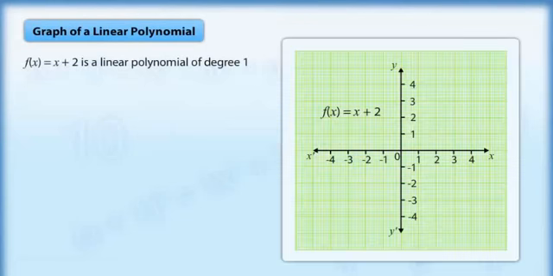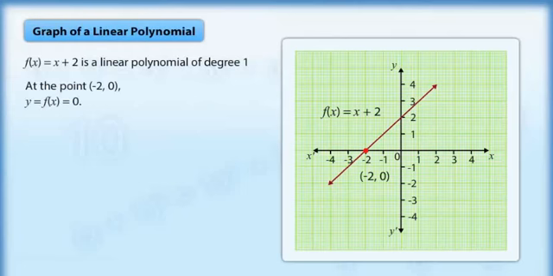Now, what do you think the graph will be like for a linear polynomial of degree 1? Suppose f(x) = x + 2. Look at the graph. You can see that it intersects the x-axis at only one point, (-2, 0). Hence, its x-intercept at that point is -2. In other words, at the point (-2, 0), y = f(x) = 0. Thus, the number of zeros is 1 for a linear polynomial of degree 1.